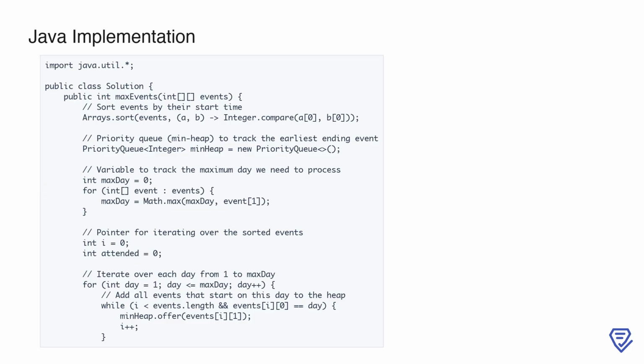Here, we begin by importing the necessary utilities and creating a class called Solution with a method maxEvents. The goal of this method is to determine the maximum number of events that can be attended. First, we sort the input array of events based on their start times using Arrays.sort. This helps us process events in chronological order of their starting days. Next, we initialize a priority queue, or min heap, which will help us track the end times of events. This is key because we want to prioritize attending events that end the earliest.